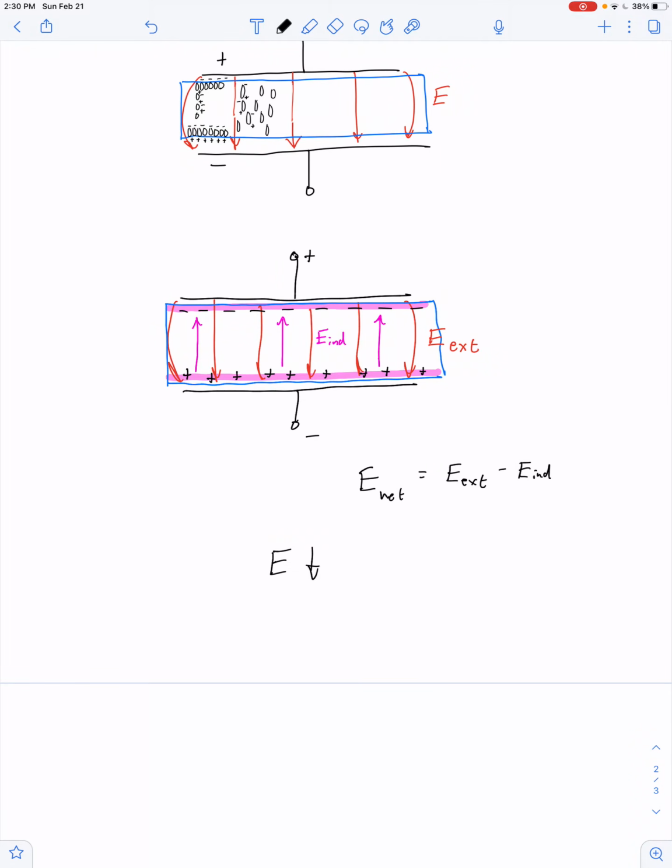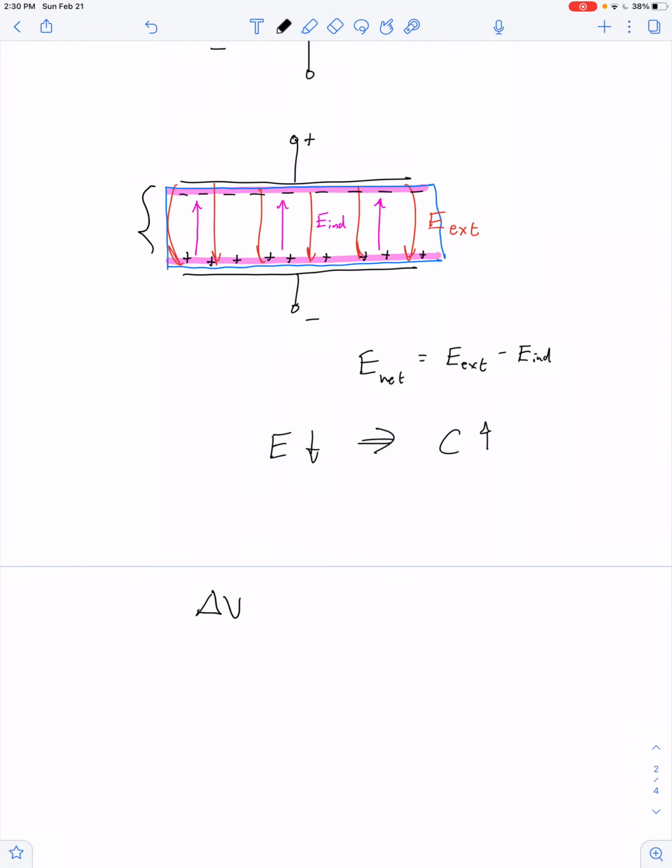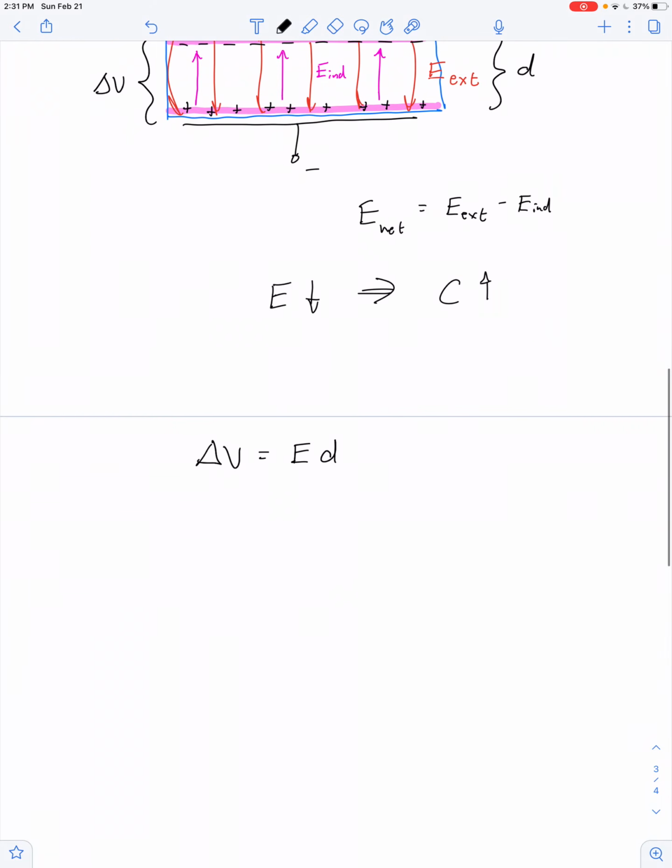Well, that seems strange, that reducing the electric field would make the capacitance go up. The result of reducing the electric field is that the capacitance goes up. Well, the potential difference across the capacitor, delta V, is just equal to the strength of the electric field times the distance, right? These plates are separated by some distance d, and so if the electric field decreases, then the voltage across the plates decreases.